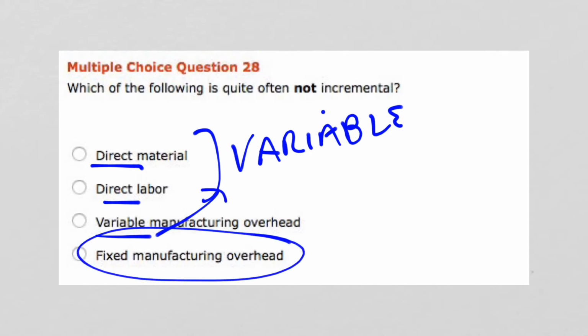And the issue that is nice to see is, notice the problem says quite often. So that way you know that you have learned that sometimes even fixed costs, if they're step fixed costs, things like that, they can change based on amount of production or volume, and so they have a variableness to them, but generally, quite often, they're not incremental. They don't go up or down based on production.